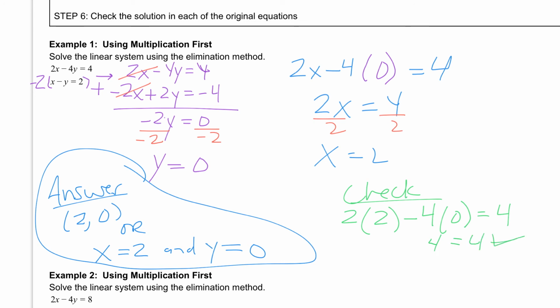But remember, you can't tell if the answer is right by just checking the first one. We also have to check the second one. So now I'm going to go ahead and plug into the bottom one. x minus y is equal to 2. So x is 2 minus my y value of 0, and I want to know if that's equal to 2. And then again, I can do this in my head. 2 minus 0 is just 2, and I get 2 is equal to 2. Since it works for both of these, I know my answer is correct.